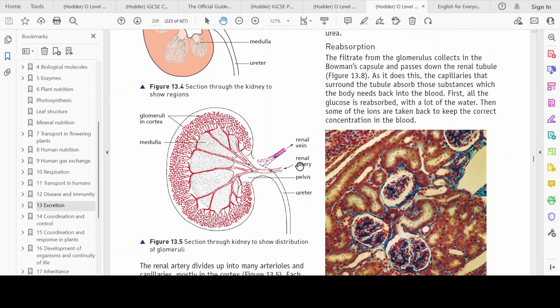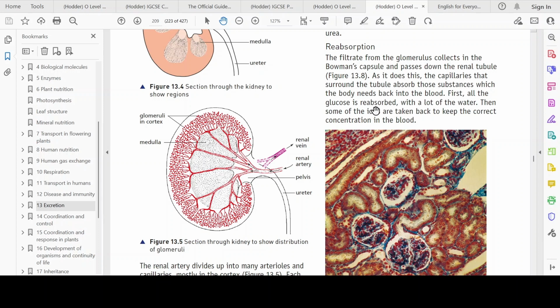When that happens, a lot of the water and the sugar and ions are passed into the renal tubule, but you don't want to remove all of them, because you need the water, many of the ions, and the sugar. The filtrate from the glomerulus collects in the Bowman's capsule and passes down the renal tubule. It's not just the capillary of the glomerulus; there's a network of capillaries surrounding the renal tubule as well. The capillaries that surround the tubules absorb the substances which the body needs.